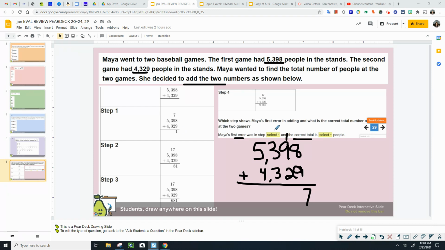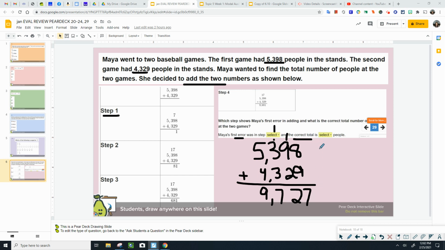So right here, you would have clicked step 1. You would click that down arrow and click step 1, okay? Because this is the box that had the mistake. But you need to finish solving the problem. So 9 plus 1 is 10, plus 2 is 12, carry a 1. 3 plus 1 is 4, plus 3 is 7, 5 plus 4 is 9. The correct answer is 9,727.